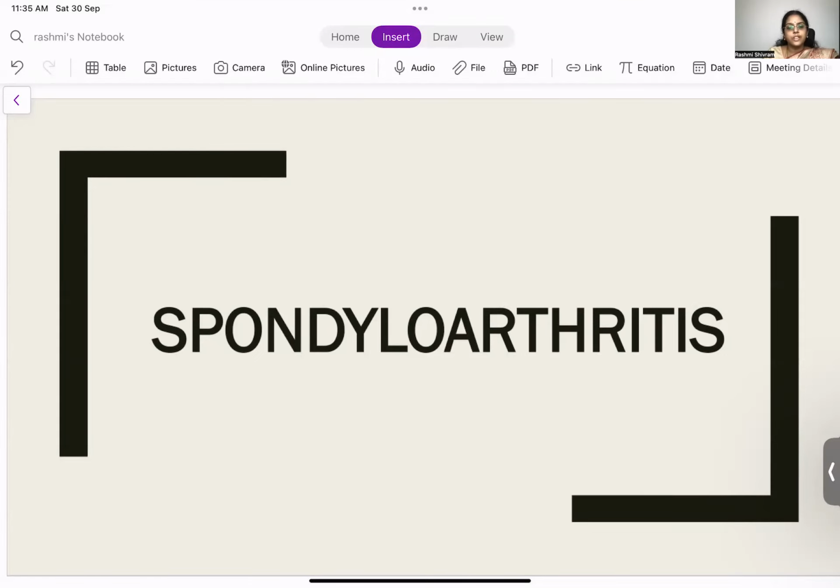So we are coming up with the next chapter in rheumatology, which is spondyloarthritis. The last class we spoke about rheumatoid arthritis, which is a very, very important essay question in your final year, as well as the MCQs, the management especially. So moving on to the next topic, which is spondyloarthritis.